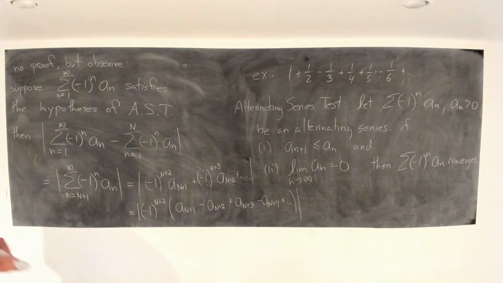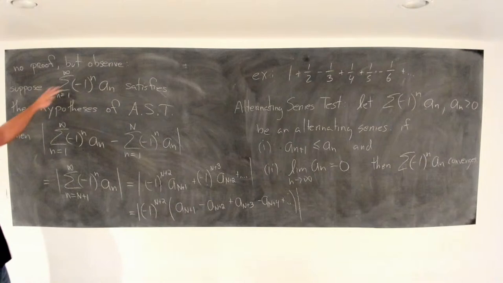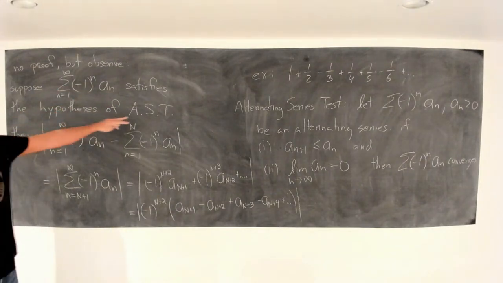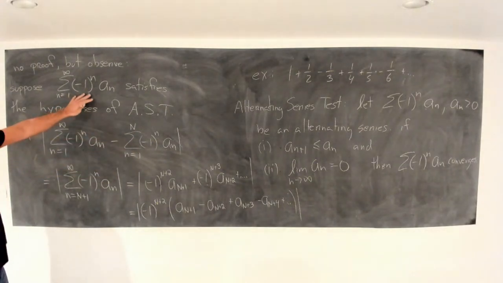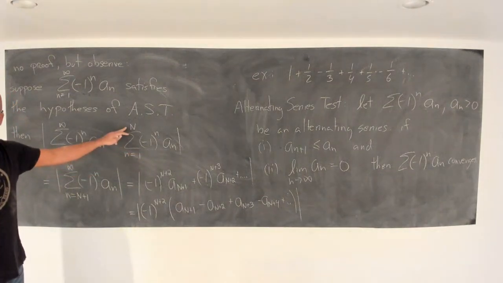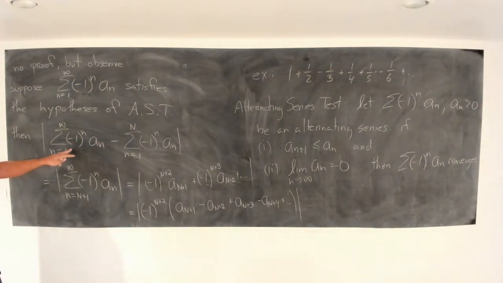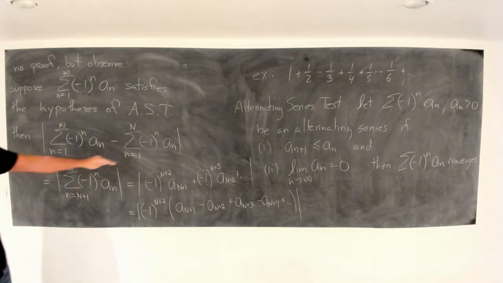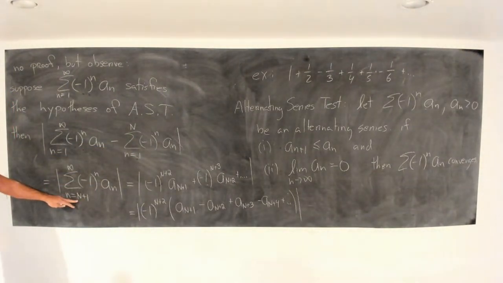How did we get n plus 1? I'm just saying, since this satisfies the hypotheses of the alternating series test, you know it converges, right? That's the conclusion. So this converges. We're going to approximate it by adding the first n terms. So what's the difference between the sum from 1 to infinity and the sum from 1 to n? Well, the difference is that tail end of the series, the sum from n plus 1 to infinity.